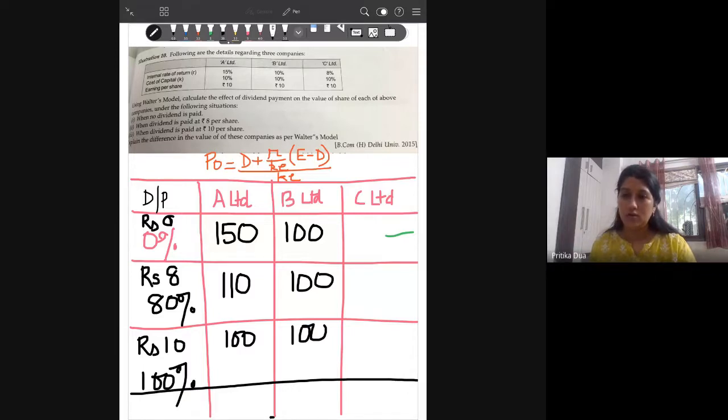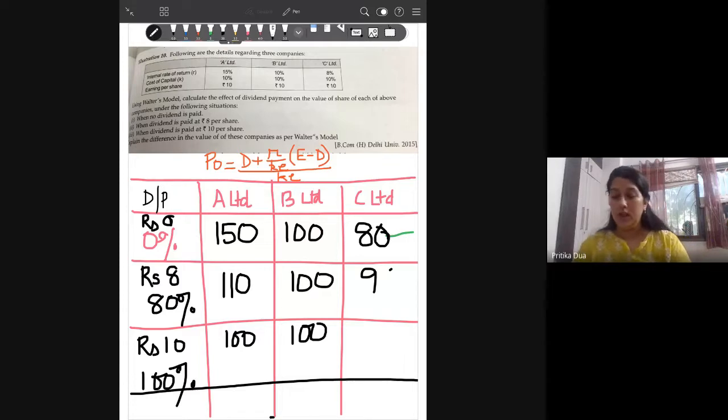and we move to the last part of C Limited. So how much is the value coming? Okay, 80 at 0%, then 96, and then 100. Okay, thank you.